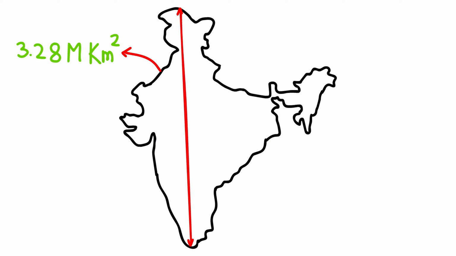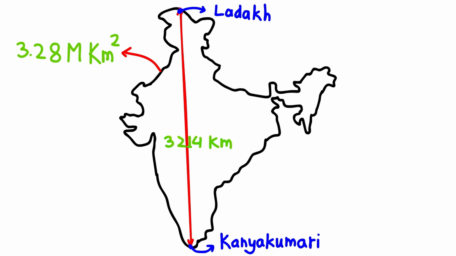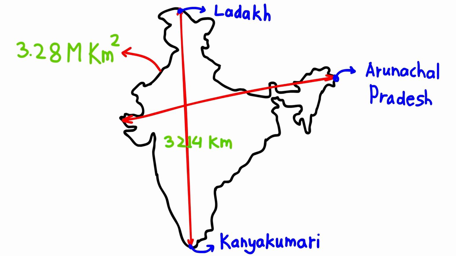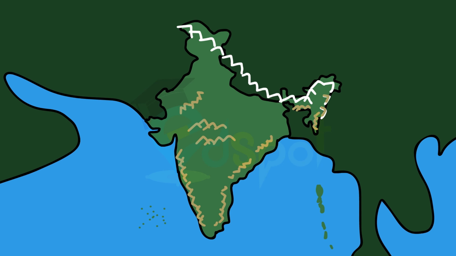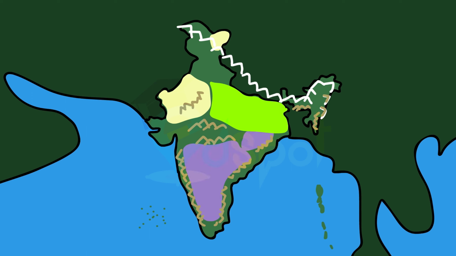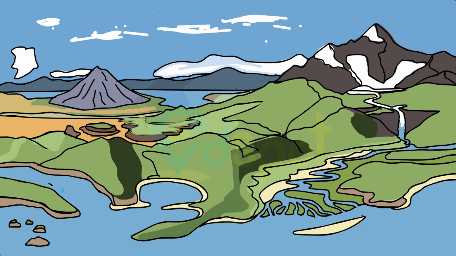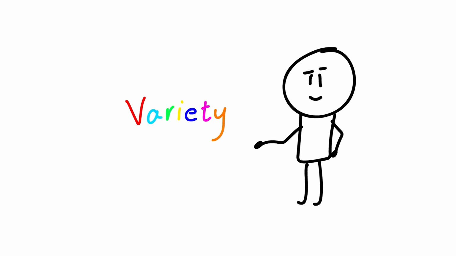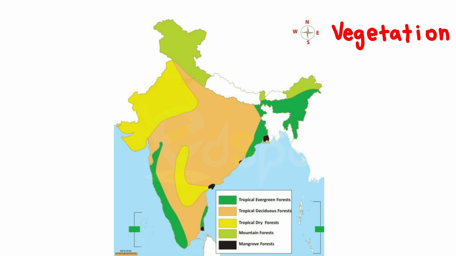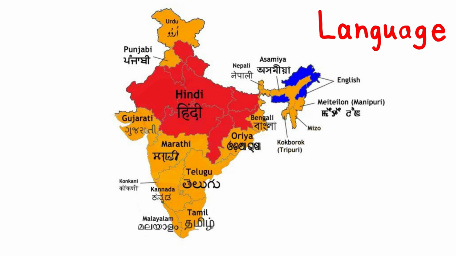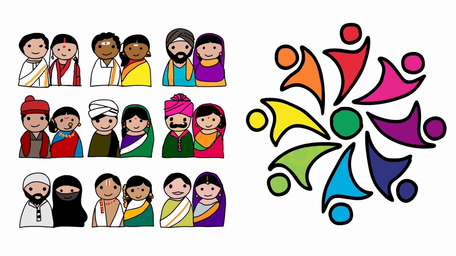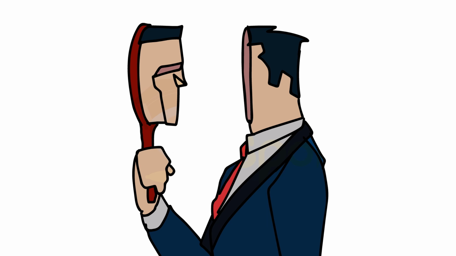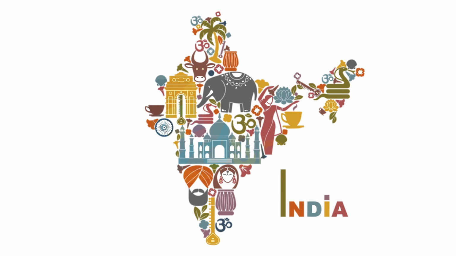The north-south extent from Ladakh to Kanyakumari is about 3,200 kilometers, and the east-west extent from Arunachal Pradesh to Kutch is about 2,900 kilometers. The lofty mountains, the great Indian desert, the northern plains, the uneven plateau surface, and the coasts and islands present a diversity of landforms. There is a great variety in the climate, vegetation, wildlife, as well as in the language and culture. In this diversity, we find unity that is reflected in traditions that bind us as one nation.